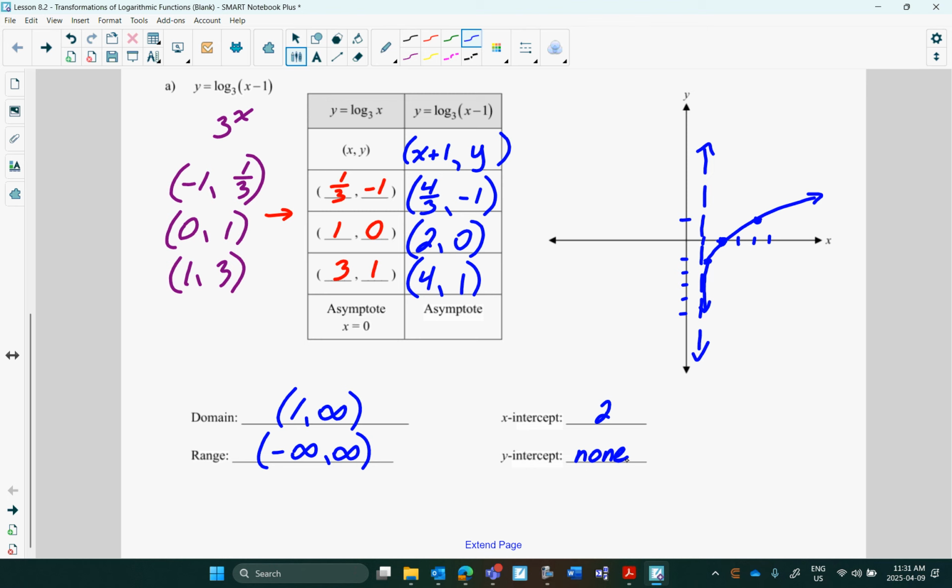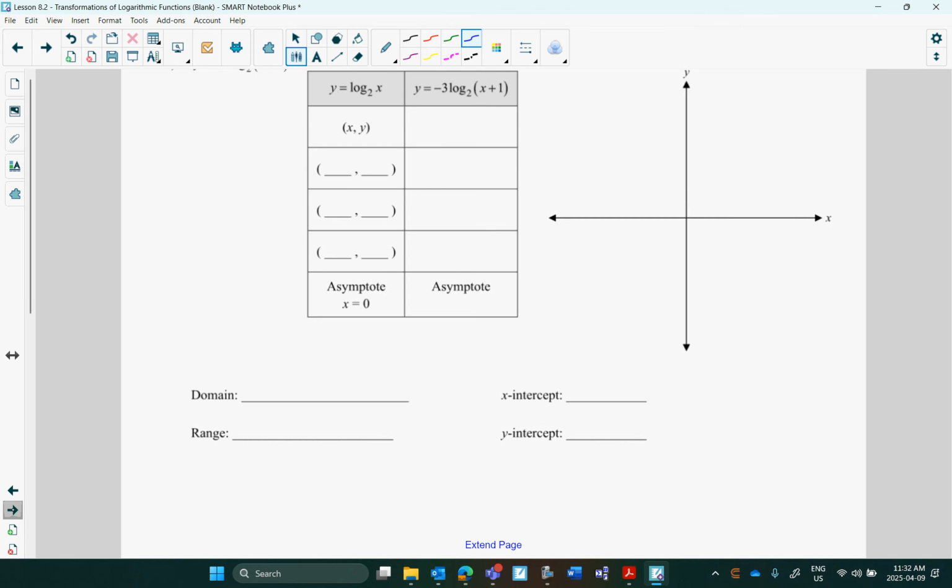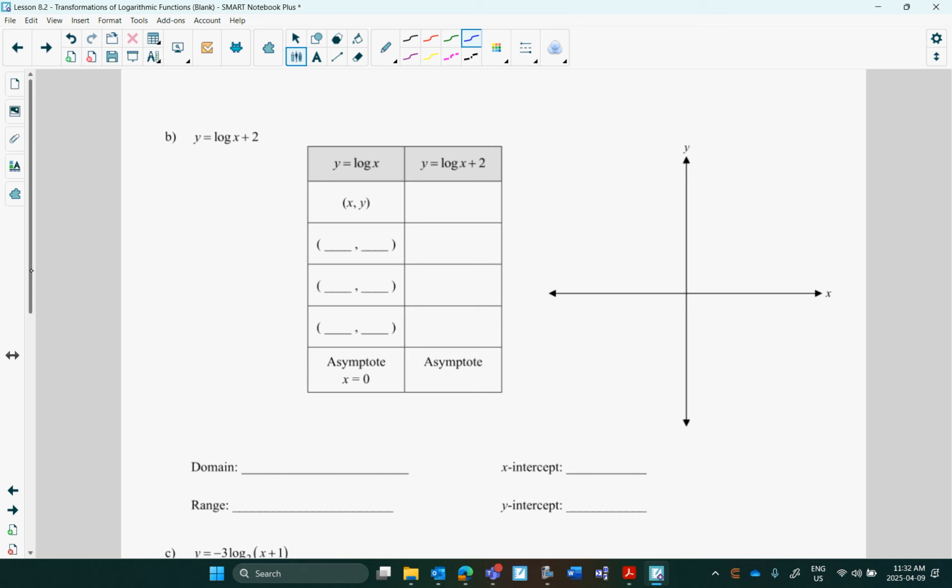See if you can do the next one. Remember, if there's no base on the log, we assume it's 10. So just to give you that as a bit of a lead. Log x is the same as log base 10 of x.